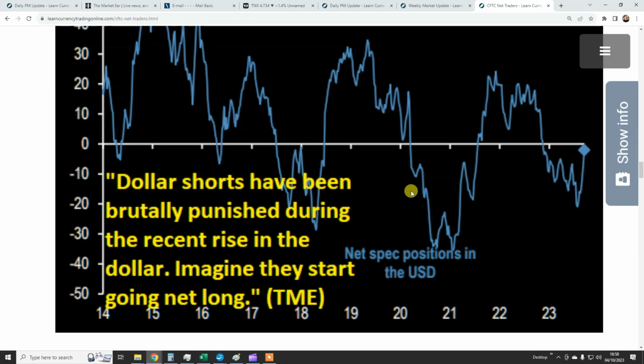What you can see here, I posted this chart. This data is from near enough 2 weeks ago. Dollar shorts, you can see them here on the right. They've been hammered. This is from the market here. They say dollar shorts have been brutally punished during the recent rise in the dollar. Imagine they start going net long. If they go net long and come round to the view of higher for longer of the Fed, and they want safety as well, then that will power the dollar higher.